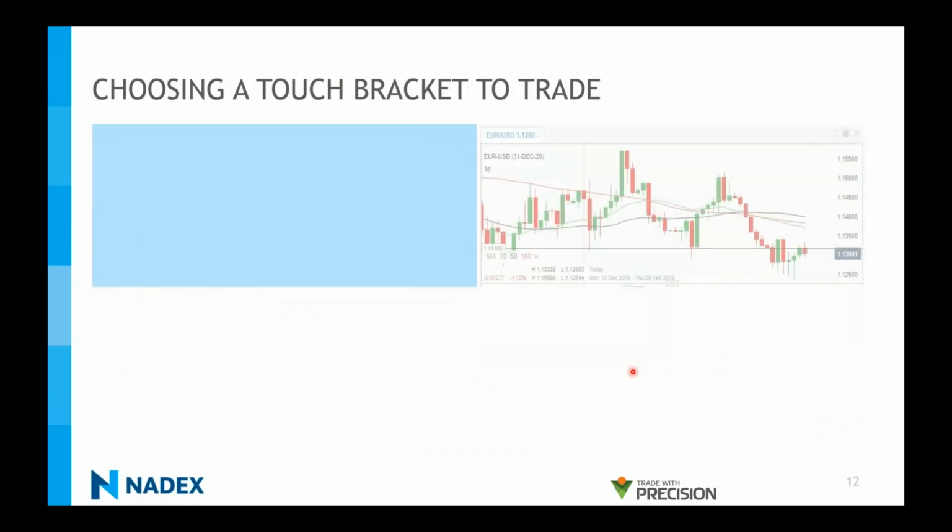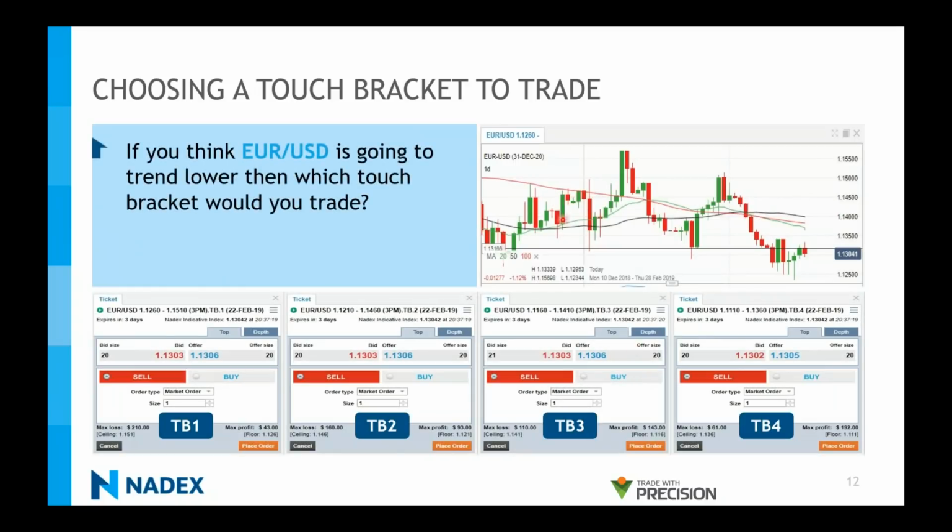So which touch bracket should we actually pick to trade? If you think Euro US dollar is going to trend lower, which touch bracket would you trade in this example? Well, where is the market right now? It's trading at 113.041. I think the market might be going lower. So what do I pay attention to? I pay attention to where the ceiling level is. Here I do have a ceiling level of 115.10, way too far up there. I don't like that. Price can move quite a bit against me, and I will have to pay for every bit that this price moves against me.